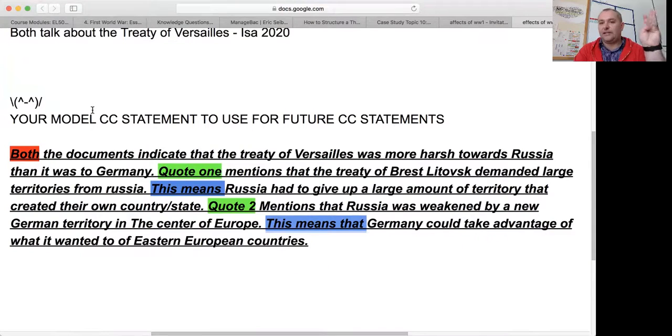This is the Google Doc that they worked on, but your model statement to use for future statements is what they titled it. And this is what they're going to be using in their notes, since that's one of the reasons why I wanted to make the video. But you're going to start with your comparison.